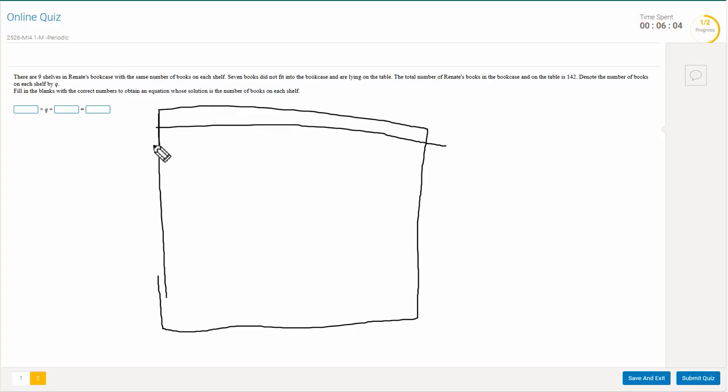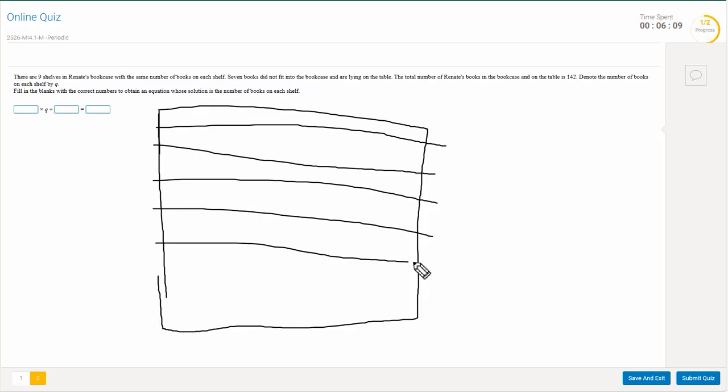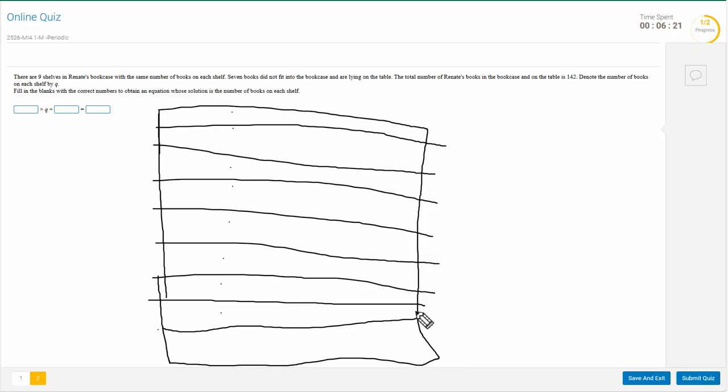So 1, 2, 3, 4, 5, 6, 7, 8, just one more, 9. There are 9 shelves in Renetta's bookcase with the same number of books on each shelf. So for example, there are 2 books here, 2 here, 2 here, and so on, 2 on each shelf. Now, 7 books did not fit into the bookcase.